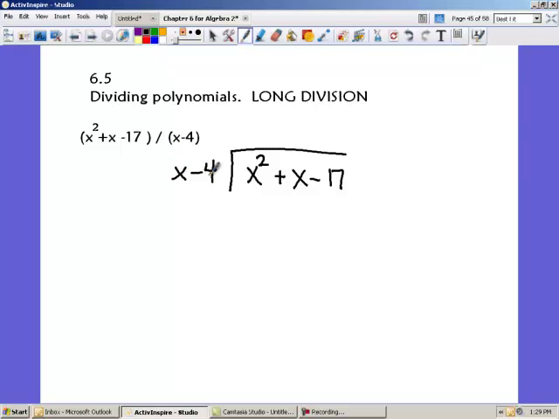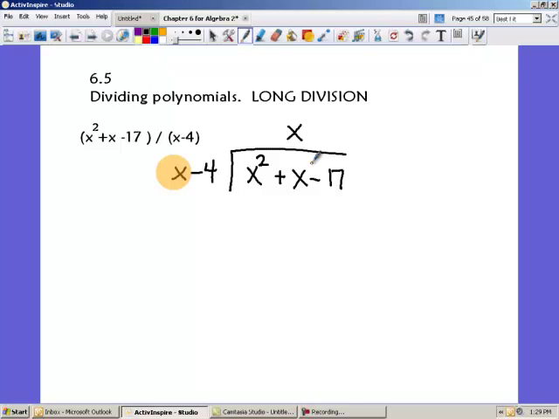Okay, so now what we need to do is basically look at this value right here. So we have to ask ourselves, what times x will give us x squared? And the only thing that works is an x. So I'm going to put it up there on top of this one because the exponent is a 1 and so is that. So I'm going to line them up.